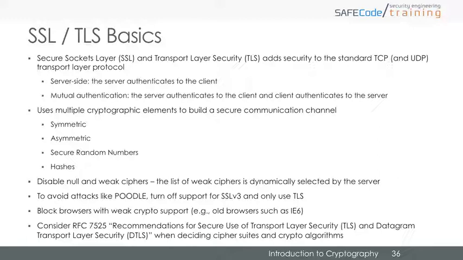The selection of cipher suites is a complex and evolving topic in itself. The Internet Engineering Task Force document, RFC 7525, called Recommendations for Secure Use of Transport Layer Security and Datagram Transport Layer Security, may be used as a reference to help decide on cipher suites and algorithms in a software system.